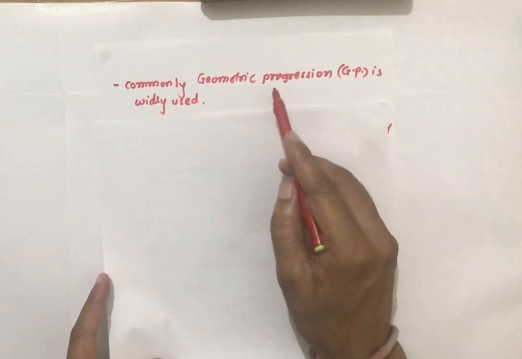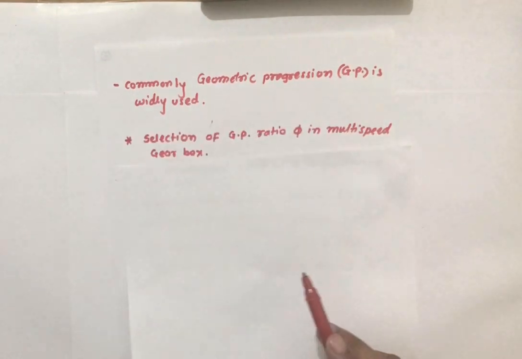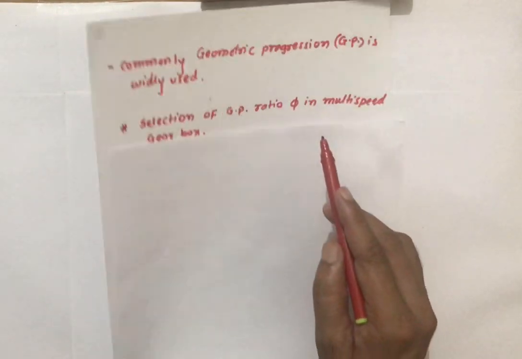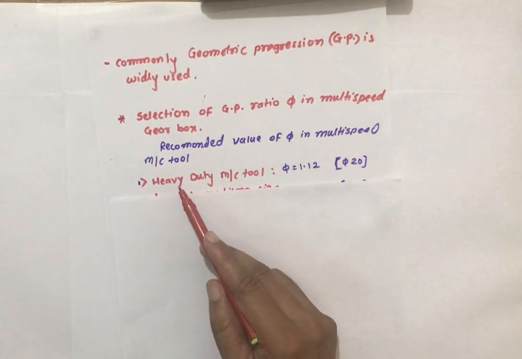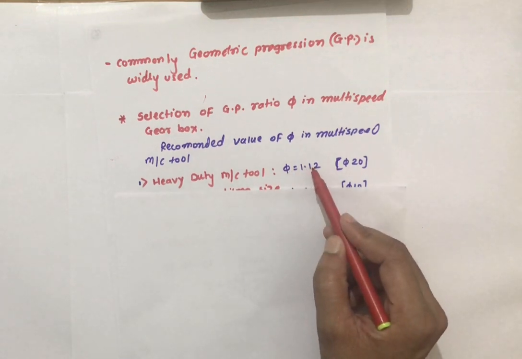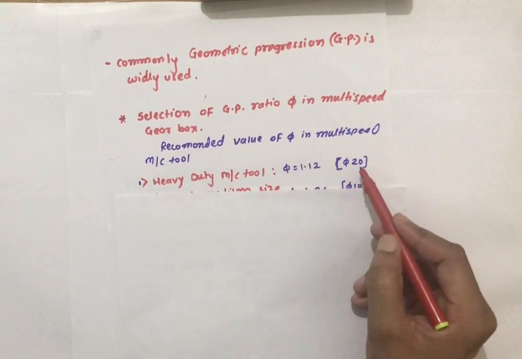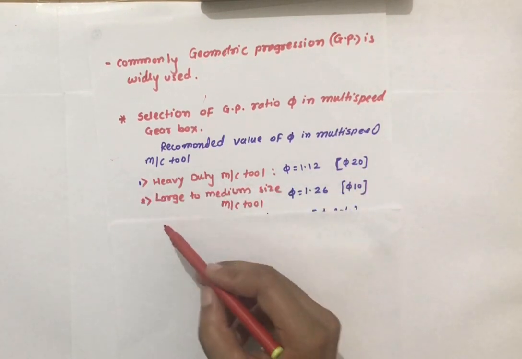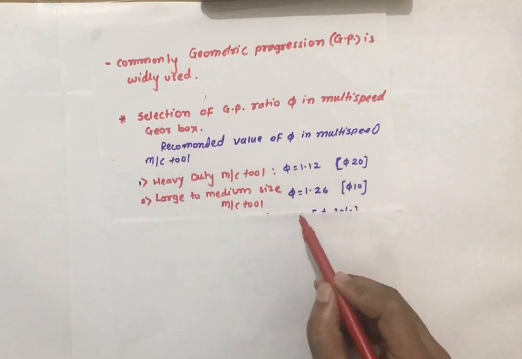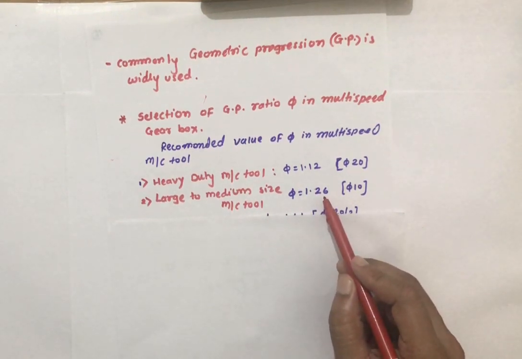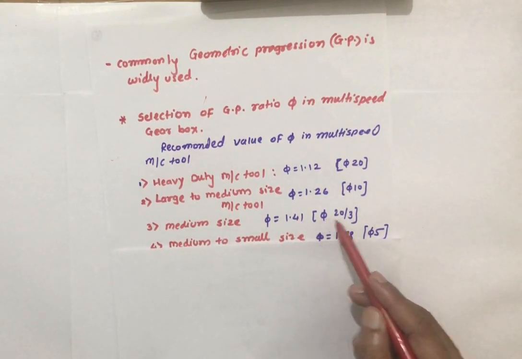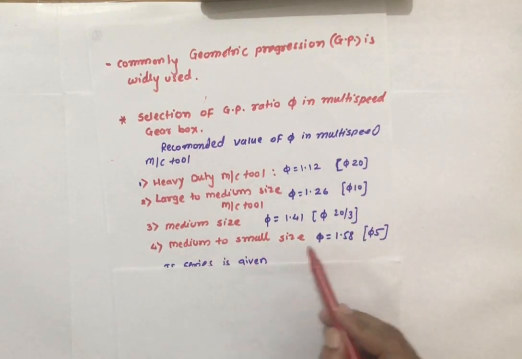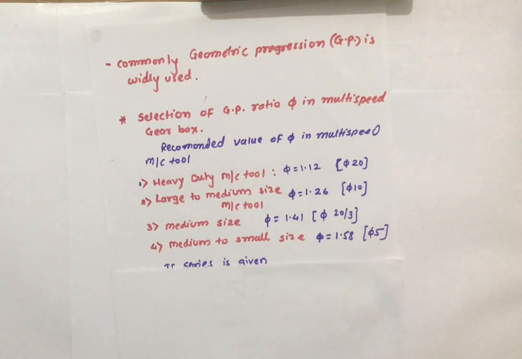Now, the geometric progression is widely used in industries. The selection of the geometric progression ratio phi in a multi-speed gearbox has recommended values. For heavy duty machine tools, phi is equal to 1.12, that is the geometric progression ratio, or it is called series 20. Second, for large to medium size machine tools, phi is equal to 1.26 or series 10. Similarly, for medium size, phi is 1.41 or series 20 by 3. For medium to small size, phi is 1.58 or series 5.